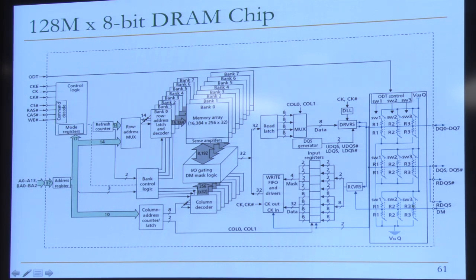And you don't need to worry about this mess over here. But all DRAM needs to have that, actually. OK?